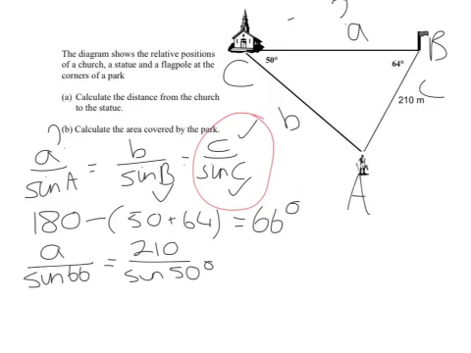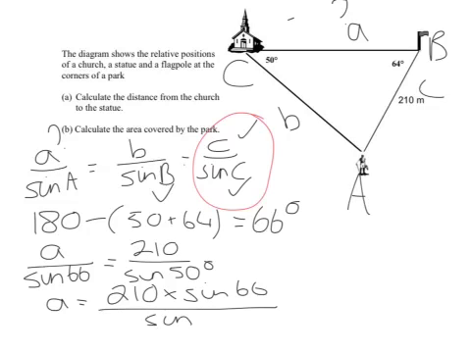And then again, like before, we're dividing by sine 66, so I'm going to multiply by it now. So 210 times sine 66, all divided by sine 50, and therefore the distance between the church and the statue is 250.44 meters.